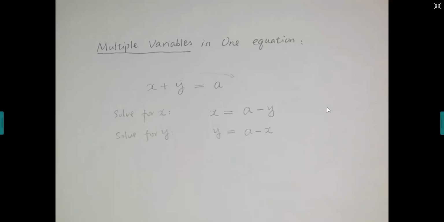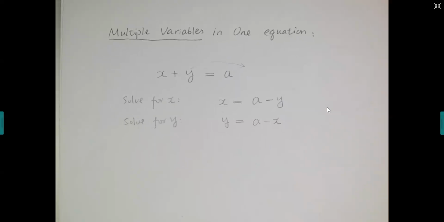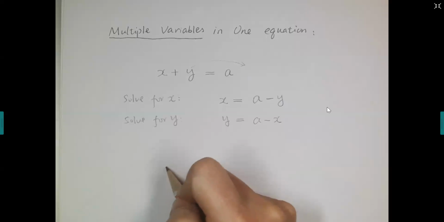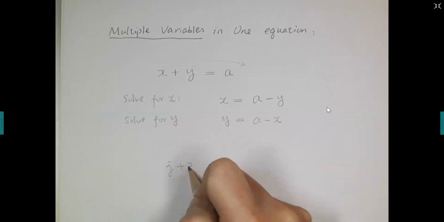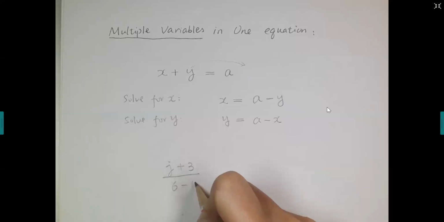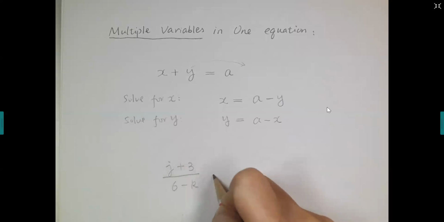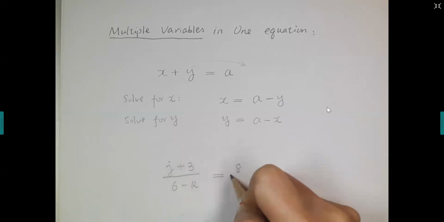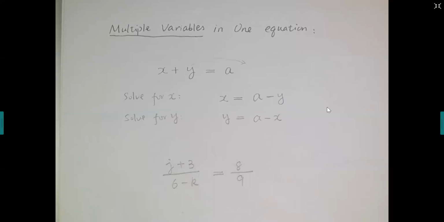So this is a quick review. In chapter 7, when we see a rational equation, sometimes we see a problem with multiple variables there as well. How do we deal with that? Same thing. So here comes one problem. j plus 3 over 6 minus k equals 8 over 9.